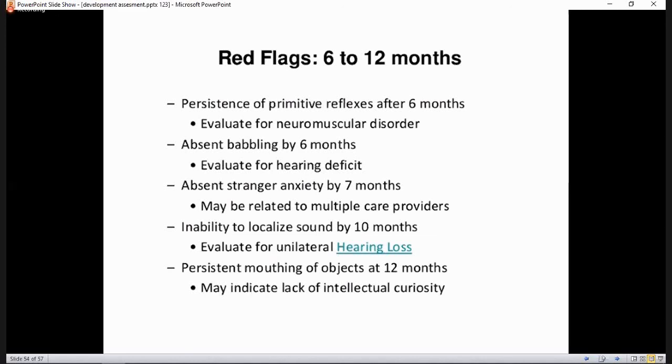Absent stranger anxiety by the age of 7 months is also a red flag sign. But as I have already told you, it is related to multiple care providers. Inability to localize sound by 10 months or persistent mouthing of objects at 12 months may indicate lack of intellectual curiosity.